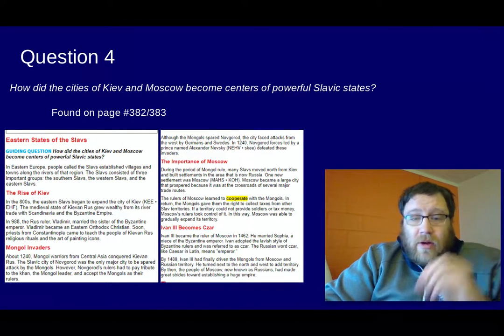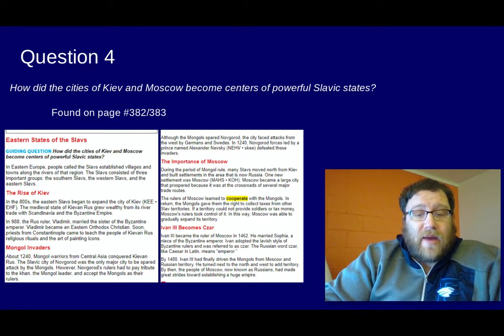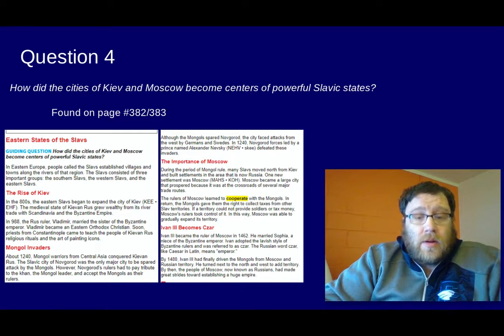Ivan the Third became the ruler in Moscow in 1462. He married Sophia, a niece of the Byzantine emperor. Ivan adopted the lavish style of the Byzantine rulers and was referred to as Czar. The Russian word czar, like Caesar in Latin, means emperor.